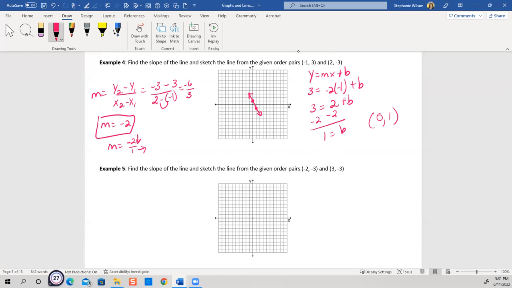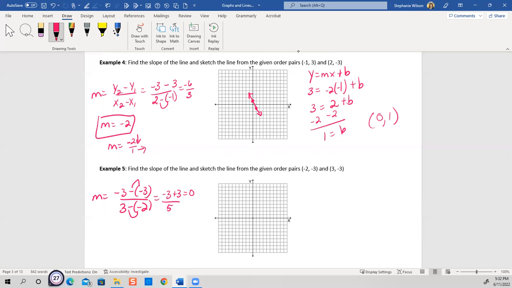Let's look at example 5. We have y2 minus y1, so y2 is -3 minus my y1, which is -3, divided by my x2, which is 3 minus my x1. So this negative times negative is a positive. So what I get, -3 plus 3, what happens? This gives me 0. This down here ends up giving me 5. Well, we're not worried about that now.